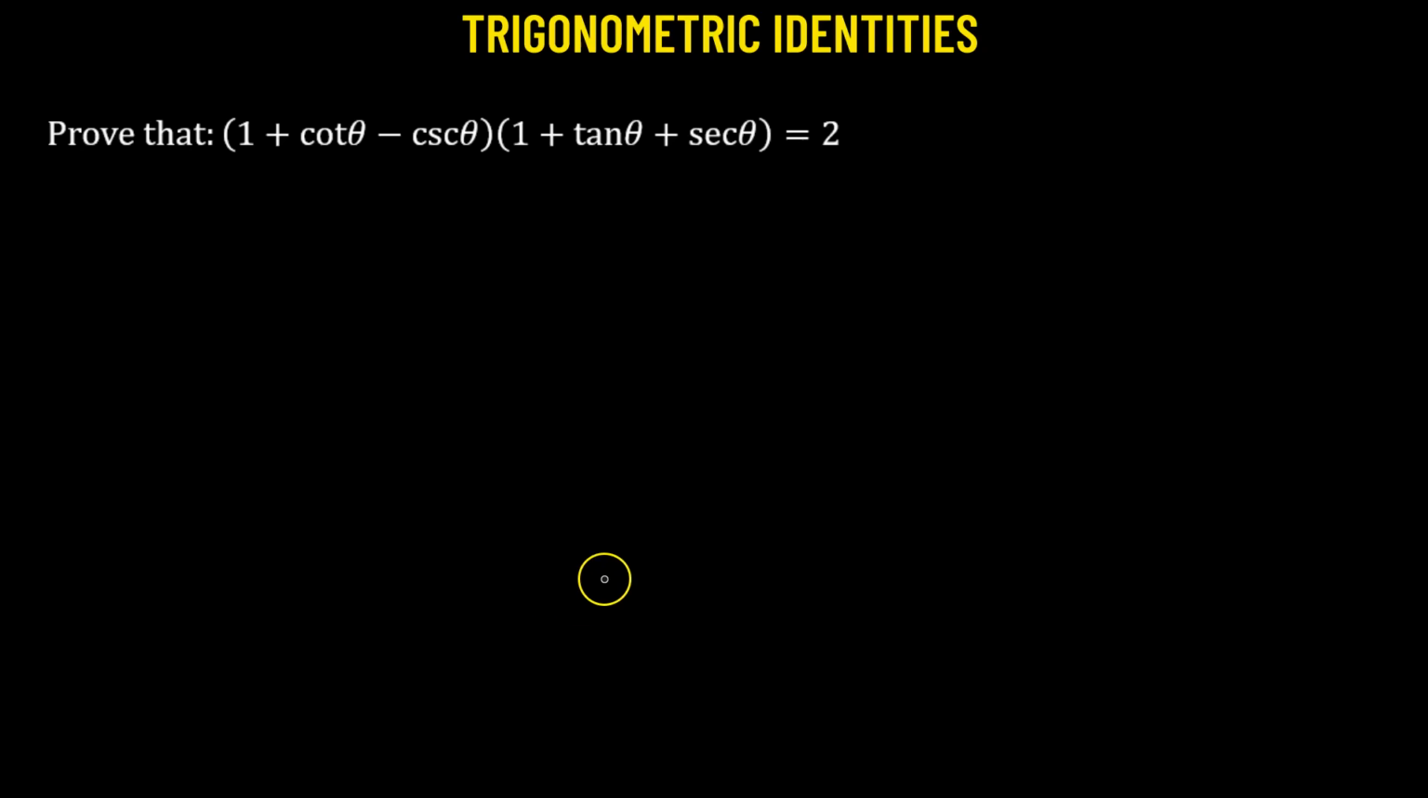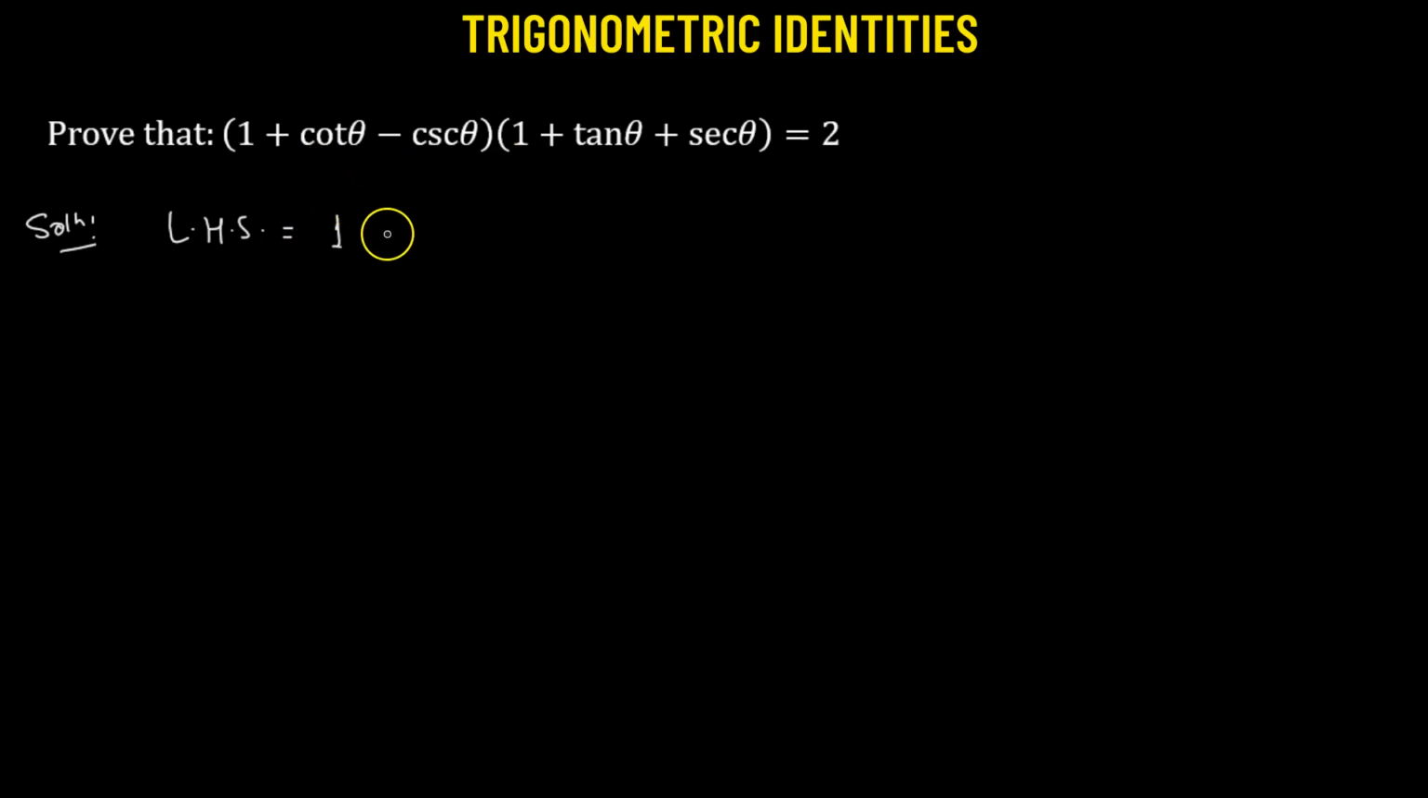We need to prove that (1 + cot θ − csc θ) multiplied by (1 + tan θ + sec θ) is equal to 2. So let's start from the left hand side of the given equation. On the left hand side, we're going to multiply both of the two expressions.